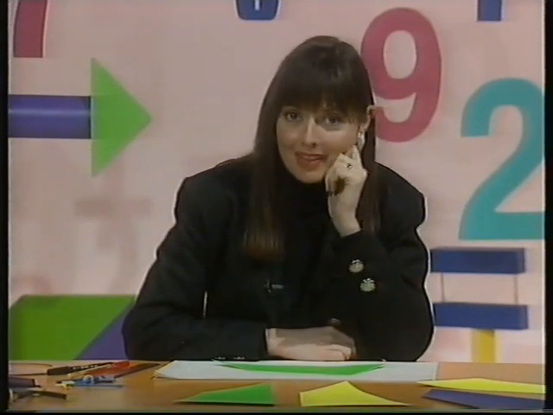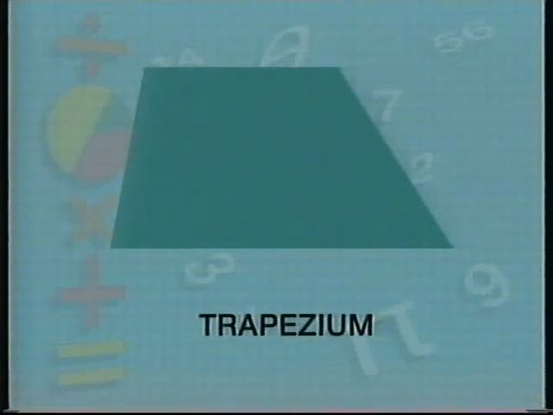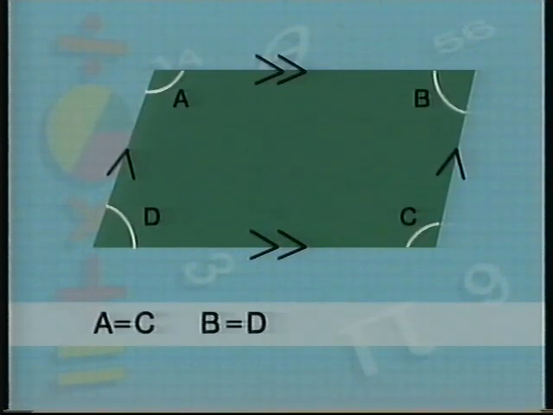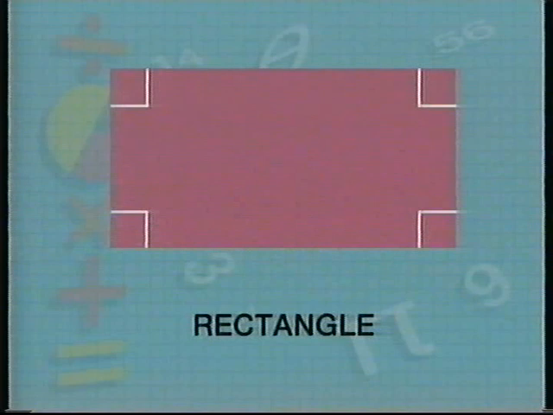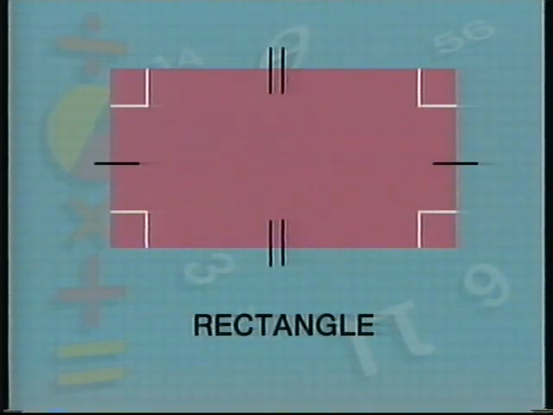Quadrilaterals are four-sided shapes, and they too come in different types, each with their own names to learn. A trapezium has only one pair of parallel sides. A parallelogram has opposing sides of equal lengths which are parallel, and opposing angles are equal. The rectangle is a special parallelogram. All four angles are 90 degrees. Sides facing each other, that's opposite sides, are the same length.